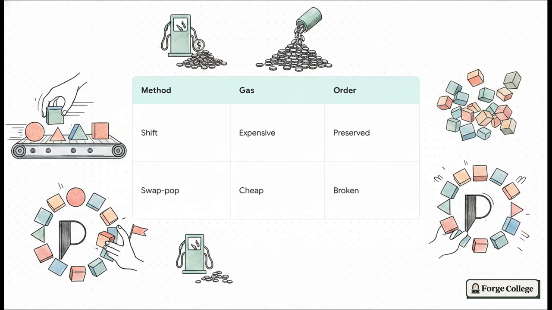Sure, it preserves your pristine order, but it is a total gas nightmare for large arrays, because you're paying to move every single shifted item. The second approach? The swap and pop. This is essentially a trapdoor.